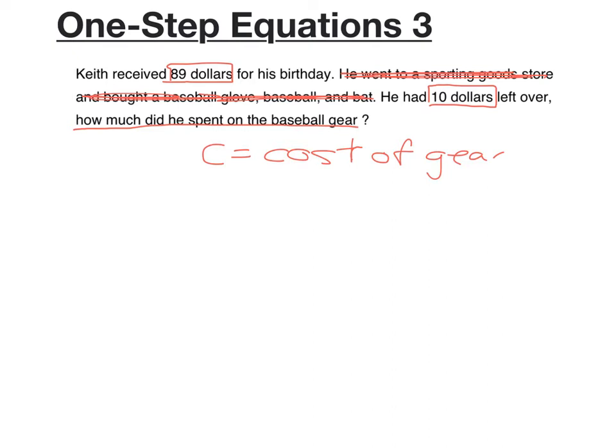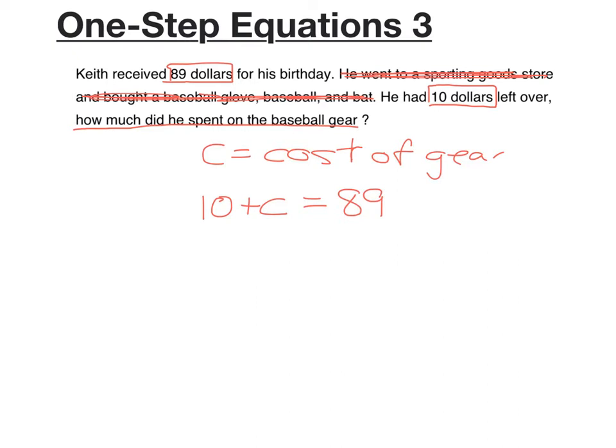Now that we have our important information, we can write an equation to represent the situation. If we know that he had $10 left over, and I know that he spent C dollars on the gear, we know that these two numbers added together have to equal the amount that he started with, $89. He had $89 total. He had 10 left at the end, and he spent C on the gear.